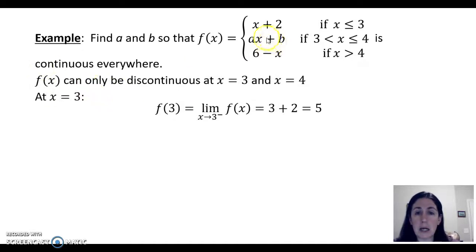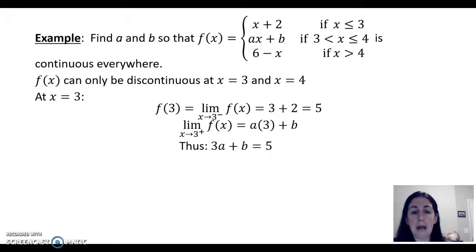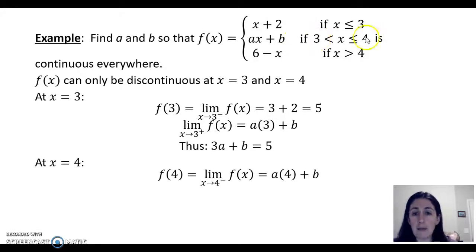Now at x equals 3, my function evaluation, which uses this top piece, will also give me the lower limit. So when I do my direct substitution, I get 3x plus 2, or 5. So now I need my upper limit, which uses this middle piece, to be equal to 5, and that's where 3a plus b equals 5 comes from. Now at x equals 4, I need my function evaluation, which uses this middle piece here, which also gives me my lower limit, which gives me 4a plus b, to be equal to my upper limit, which will use this bottom piece here, which gives me 2, which is where my 4a plus b equals 2 comes from.